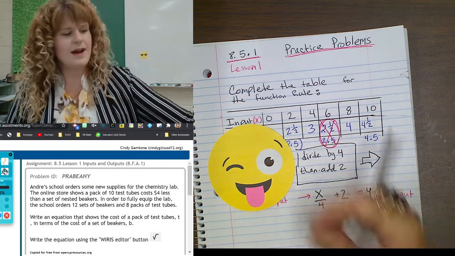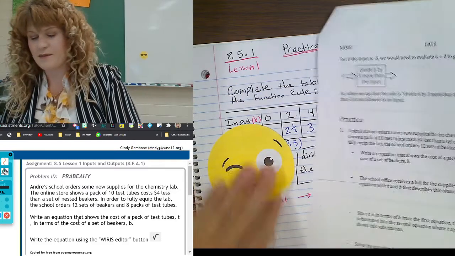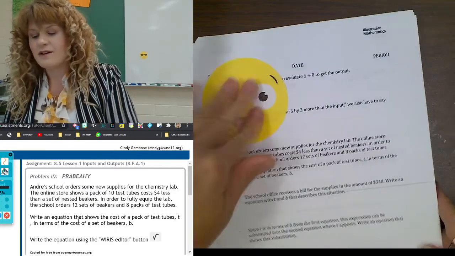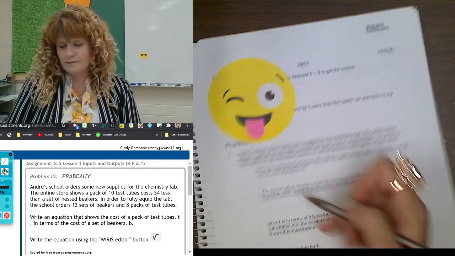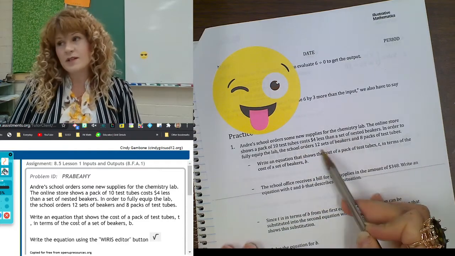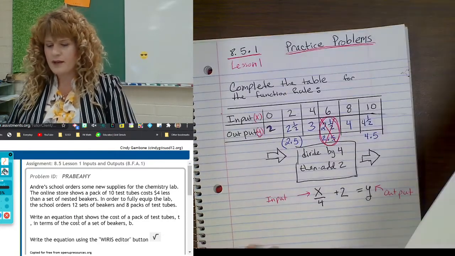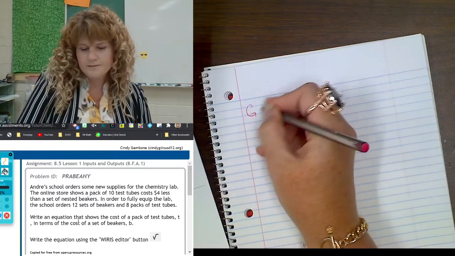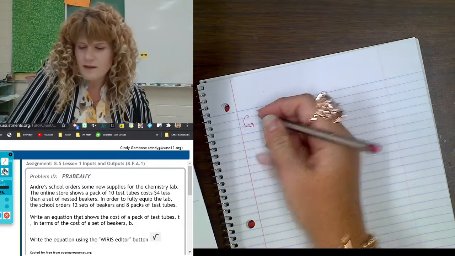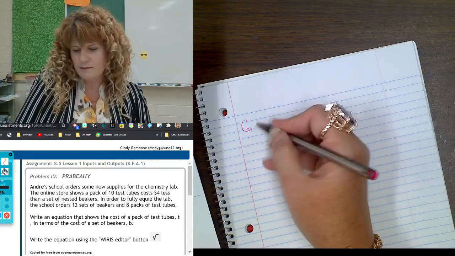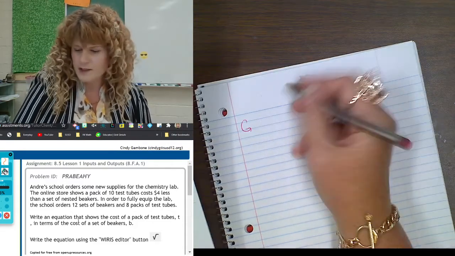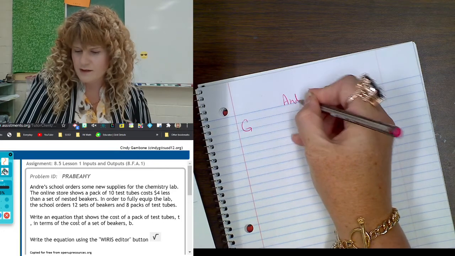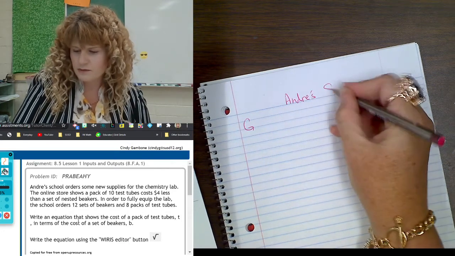All right, now we're getting to a problem that is a review from Unit 4. And there's a lot to read. I want you to get your notes ready. You have to use notes for this one because there's a lot of information. This is the practice problem, and let's just title it Andre's School.